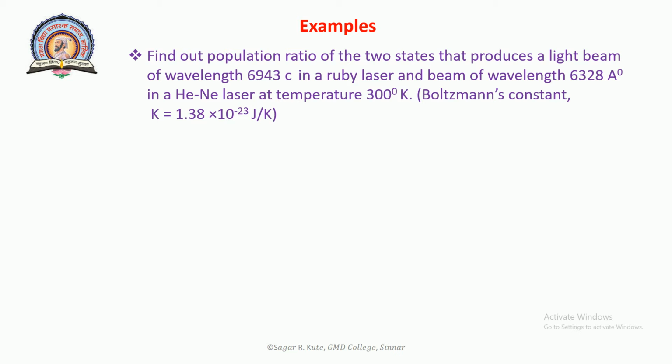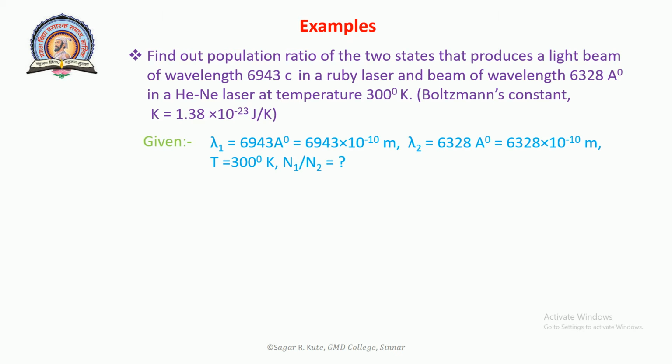Now in this numerical we are given lambda 1 is equal to 6943 angstrom, that is 6943 into 10 raised to minus 10 meter. Second, lambda 2 is 6328 angstrom, that is 6328 into 10 raised to minus 10 meter. Temperature is given as 300. Now calculate N1 upon N2.